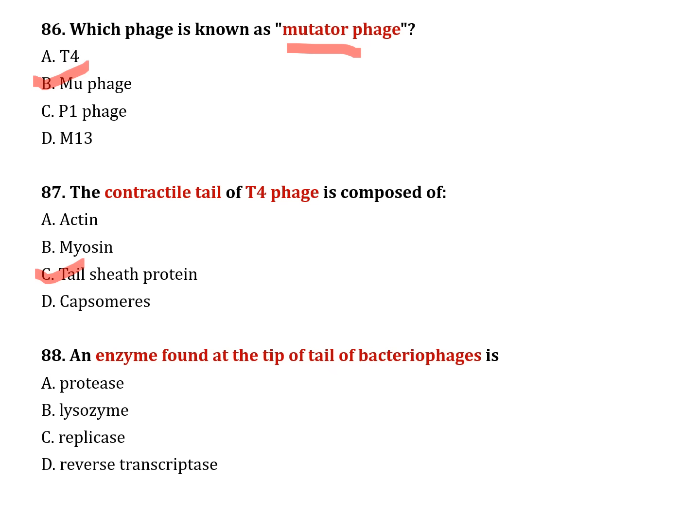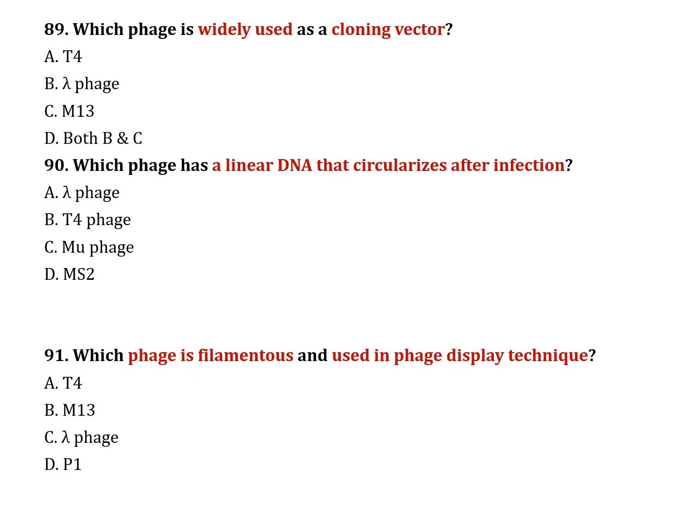The next question, number 88. An enzyme found at the tip of the tail of bacteriophage is option A, protease; option B, lysozyme; option C, replicase; option D, reverse transcriptase. Correct answer is option B, lysozyme, which is present in the tail of bacteriophages. The next question, number 89. Which phage is widely used as a cloning vector? Option A, T4; option B, lambda phage; option C, M13; option D, both B and C. Correct answer is option D, both B and C.